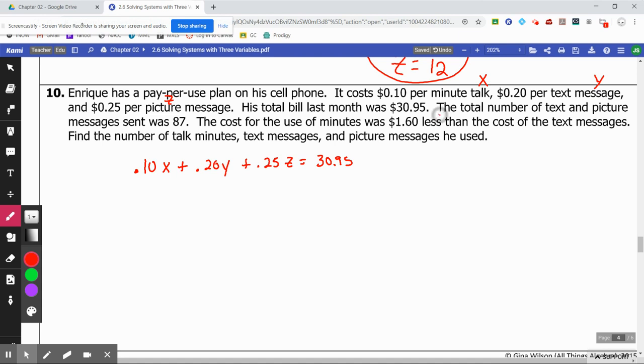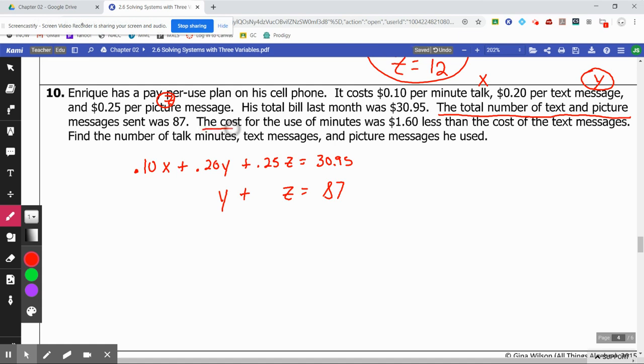The total number, let's read this sentence now. The total number of text and picture messages. Okay, text was y, picture messages was z. So we know that y plus z is equal to 87.